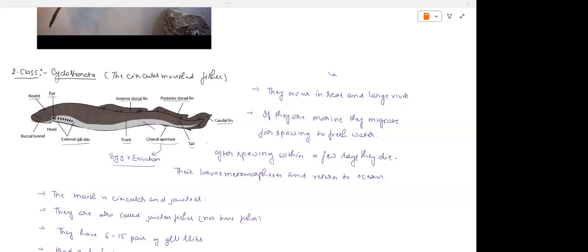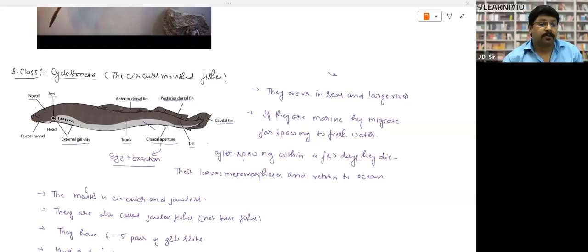The mouth is circular and they do not have jaw. Next point.